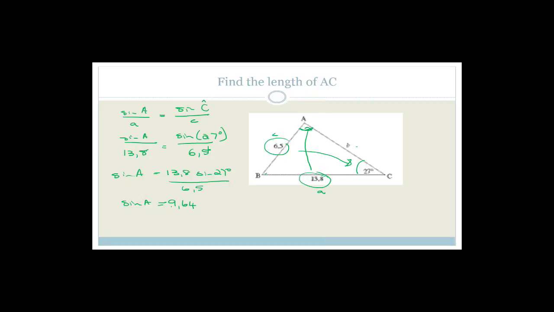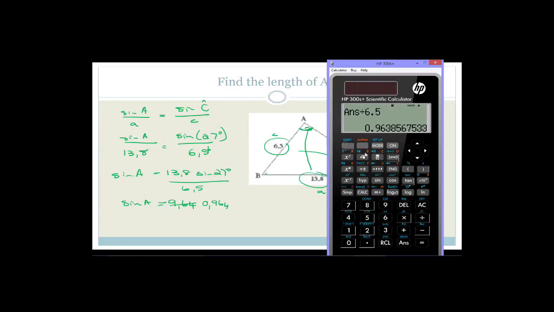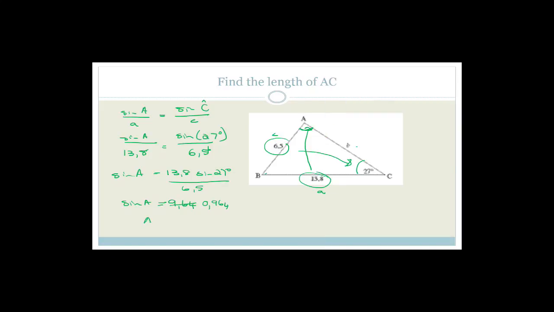So then this is 0.964. So to find A, what are we going to do? We're going to go shift sine of the answer, close the bracket, equals, and that's 74.55 degrees. So A is 74.55 degrees. So that's this angle here, 74.55 degrees. So do you agree that since I put this angle at 74.55 and this is 27, I can get B?